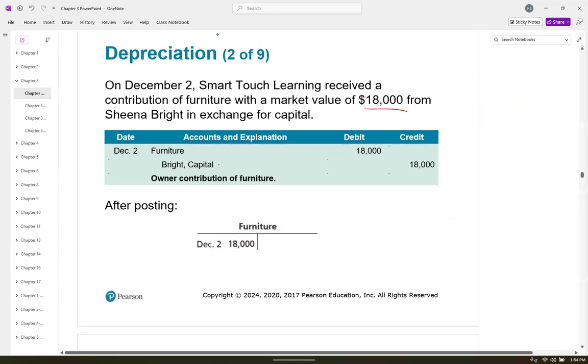Now, remember, furniture, property, plant, and equipment, all those things are going to last us a lot longer. We're going to start getting down to a classified balance sheet as we go through these chapters, and then you'll understand things that are short term and things that are long term.